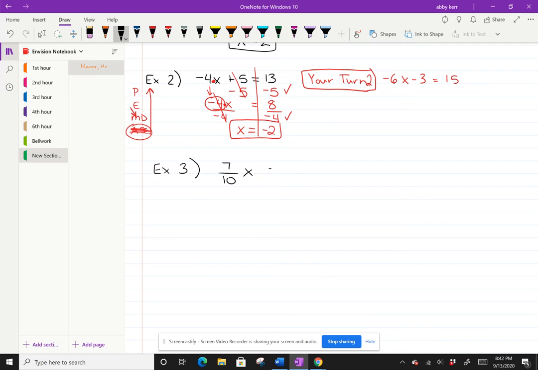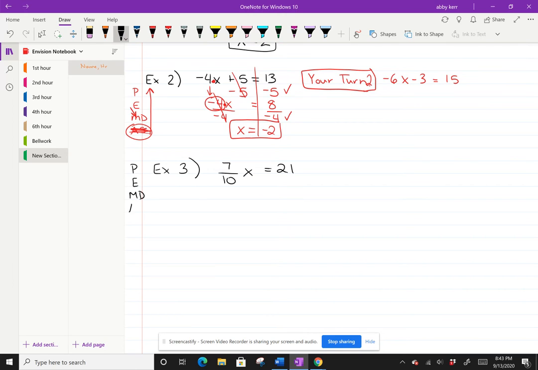Now example 3. Every year students don't like it because they see a fraction. They don't understand that it is really a 2-step. Your middle school teacher may have taught you it as a 1-step, and that's fine as well. But in this class, I'm going to teach it as a 2-step.